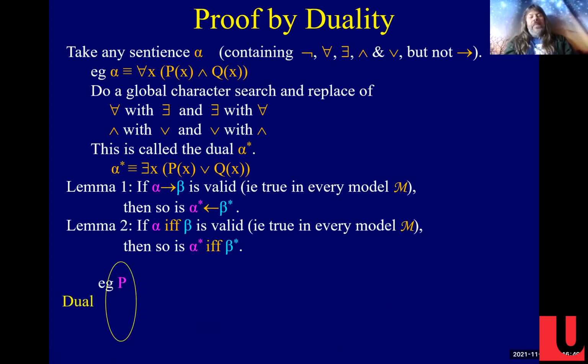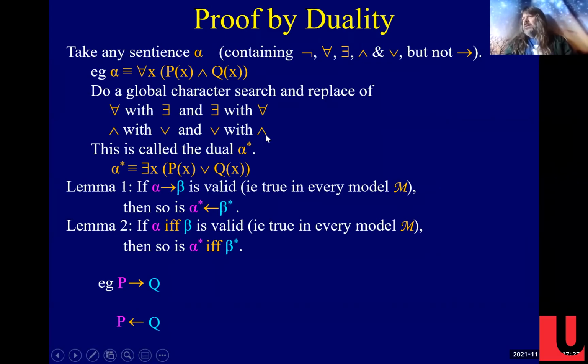All right, so here's another example. Say we got P. What's the dual of P? Well, the dual of P is just P, right? And the dual of Q is just Q, right? So this says if P implies Q, then Q implies P. Is that true? Does one follow from the other? Absolutely not, right? Just because P gives me Q, Q shouldn't give me P, right?